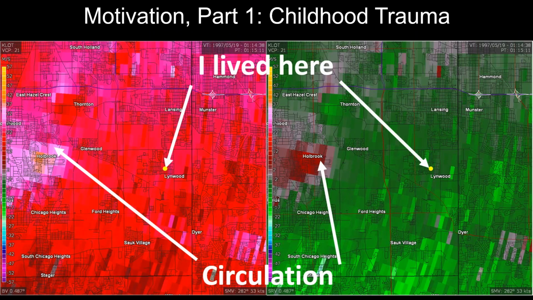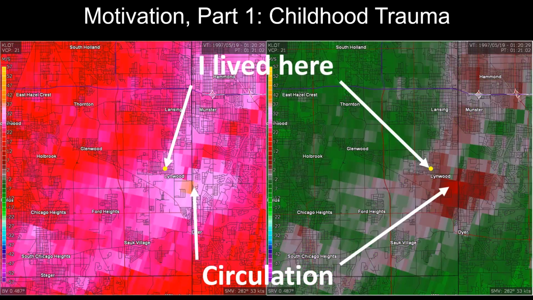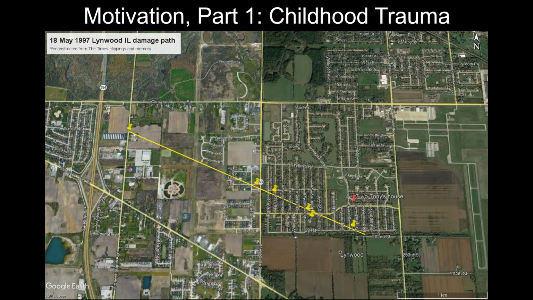I ended up getting rushed into the basement, and you can see on the left is base velocity, on the right is storm relative velocity. You see a circulation on the left side of each panel that moves right through the neighborhood, and you can see the yellow dot, which is where I live with my parents, my grandmother, and my sister. And we had a string of damage that went right through our subdivision, about a half block south of our house.